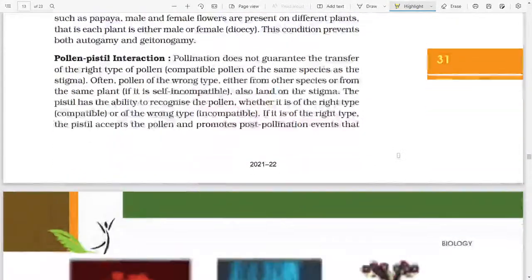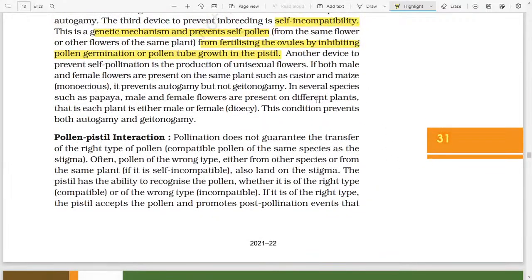Another device to prevent self-pollination is the production of unisexual flowers. If both male and female flowers are present on the same plant, such as castor and maize, which are monoecious, it prevents autogamy but not geitonogamy. In several species, such as papaya, male and female flowers are present on different plants. That is, each plant is either male or female, dioecious. Such conditions prevent both autogamy and geitonogamy.